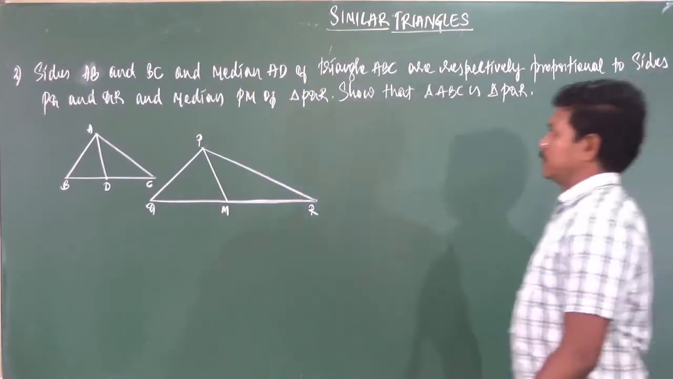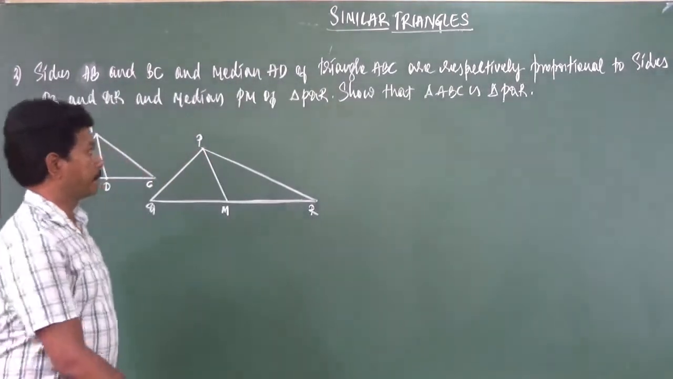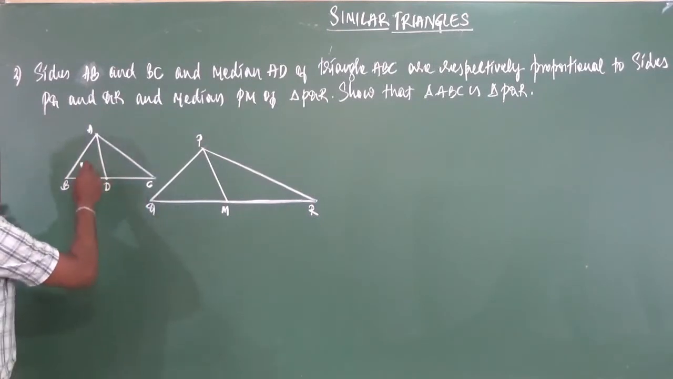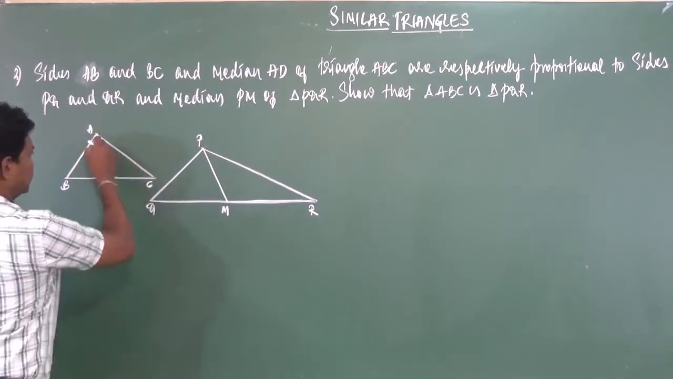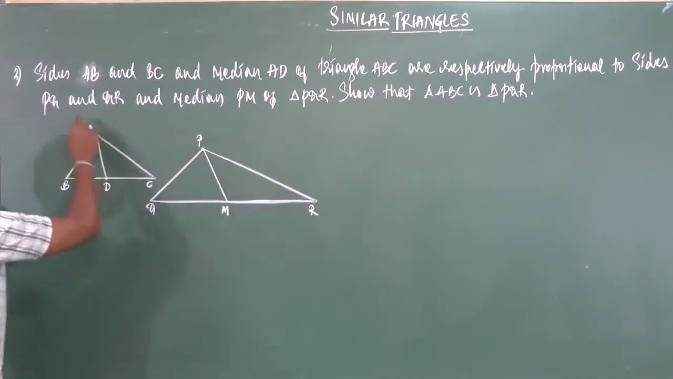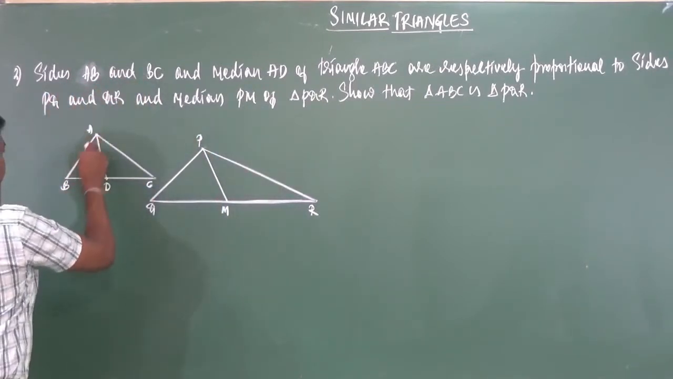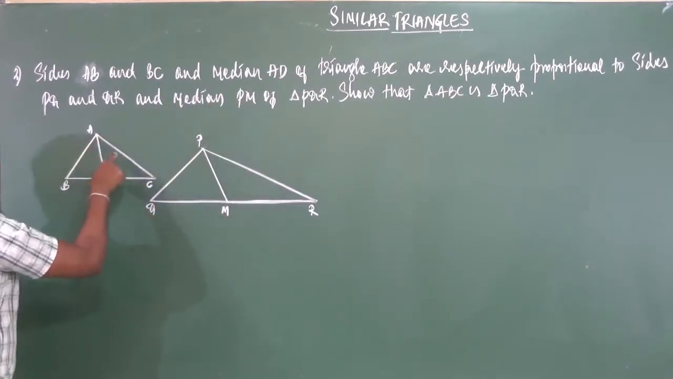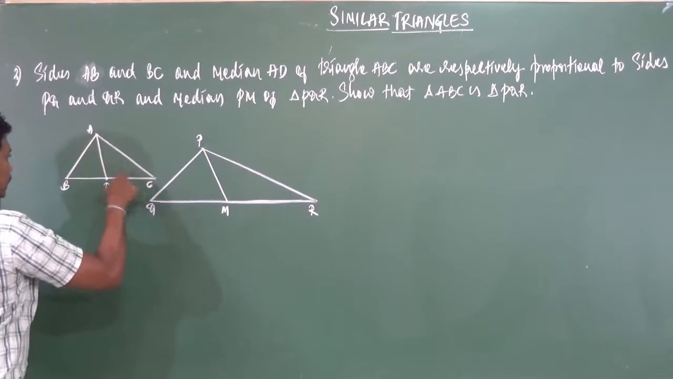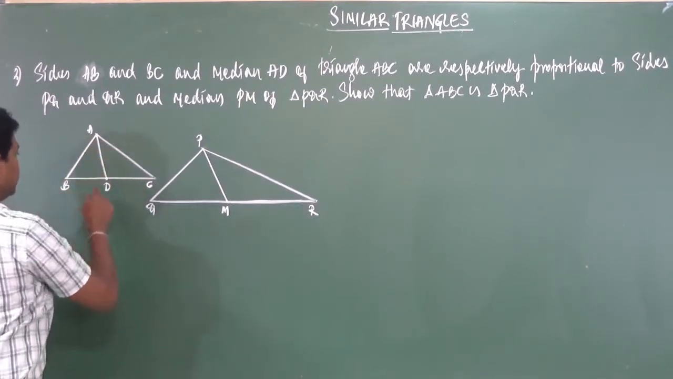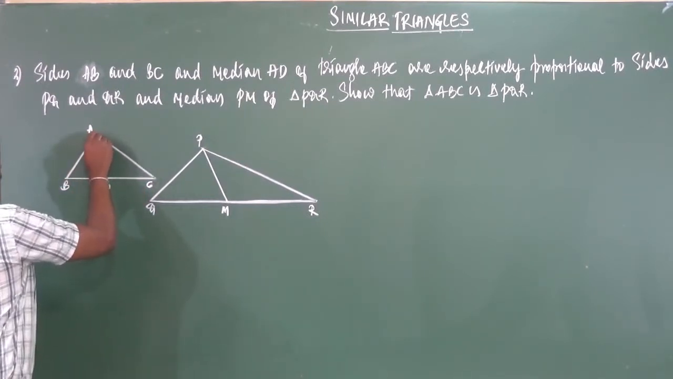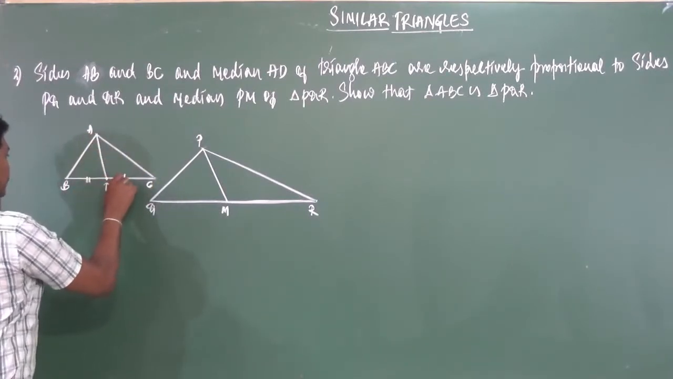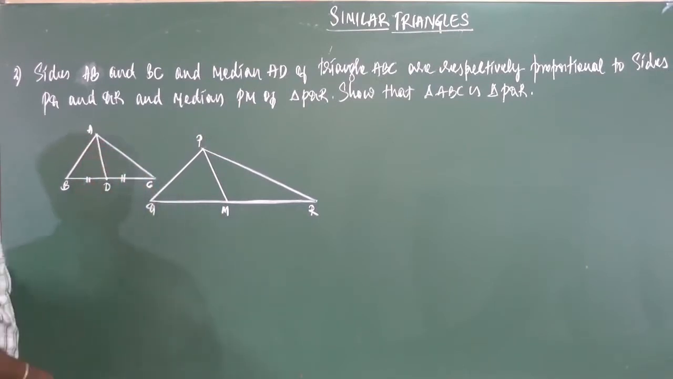Okay, let us get into the second problem. Very simple. Sides AB and BC and median AD. Right. So there are two triangles here. One is triangle ABC, another is triangle PQR. Sides AB, BC and median AD, that is three sides we have taken. So median is a line which is drawn from the vertex to the base. So it divides the base into two equal parts. So BD will be equal to DC if AD is the median.